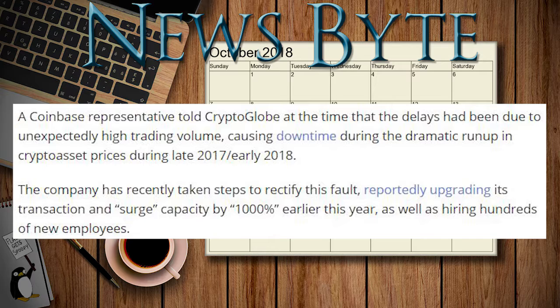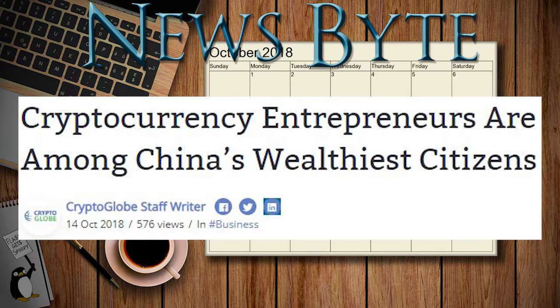This apparently prompted Coinbase to go ahead and upgrade their infrastructure, increasing capacity by 1,000% earlier this year, and hiring hundreds of new employees. So perhaps the next crypto bull run won't see as many withdrawal delays or issues like that.